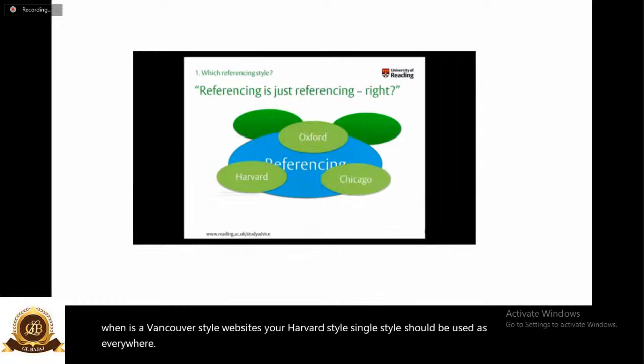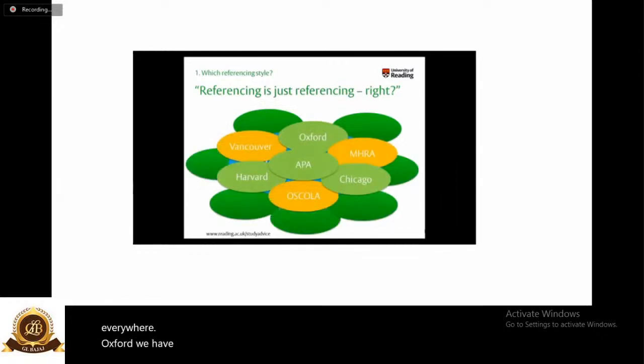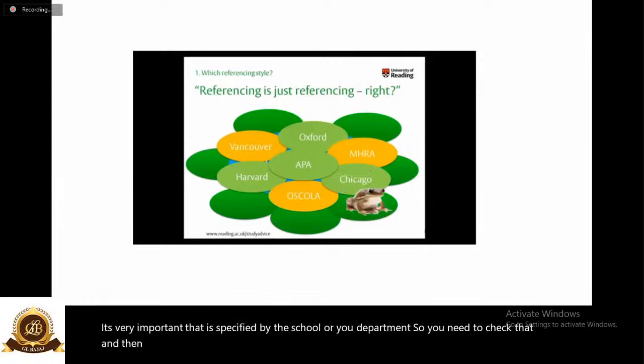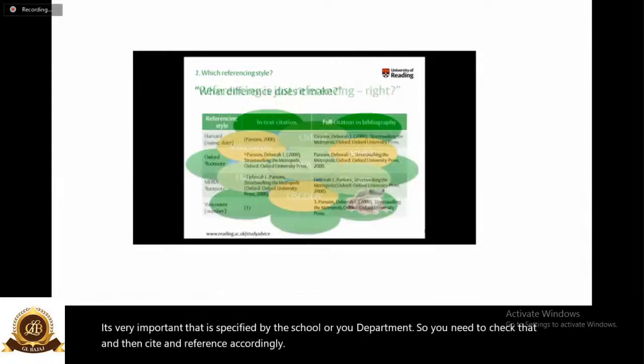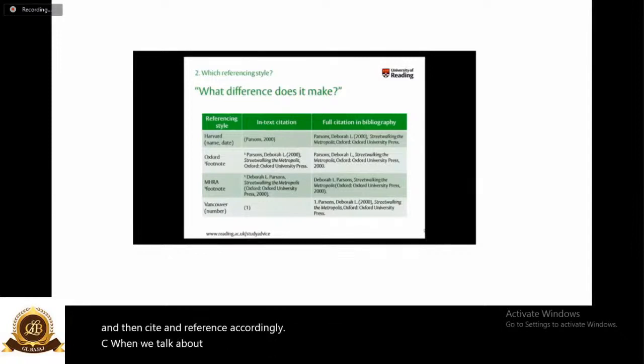See, we have Harvard, we have Oxford, we have Chicago, we have Vancouver, MHRA, the APA, and so on. Yes, it's very important that it is specified by the school or your department. So you need to check that and then cite and reference accordingly. See, when you talk about Harvard, it has in-text citations and bibliography citations. So that's very important to find out.